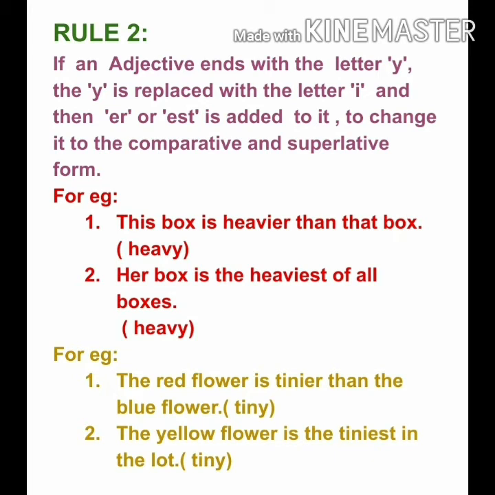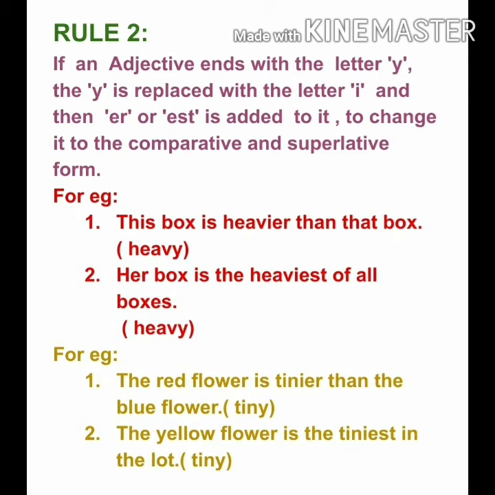This box is heavier than that box. The adjective is heavy. It is a two-syllable word, heavy. The last letter is Y. So as per the rule, the Y will be replaced with I and then ER will be added to it to take it to the comparative form. And as you can see, there's a comparison being made between this box and that box. So the spelling of heavier will be H-E-A-V-I-E-R.